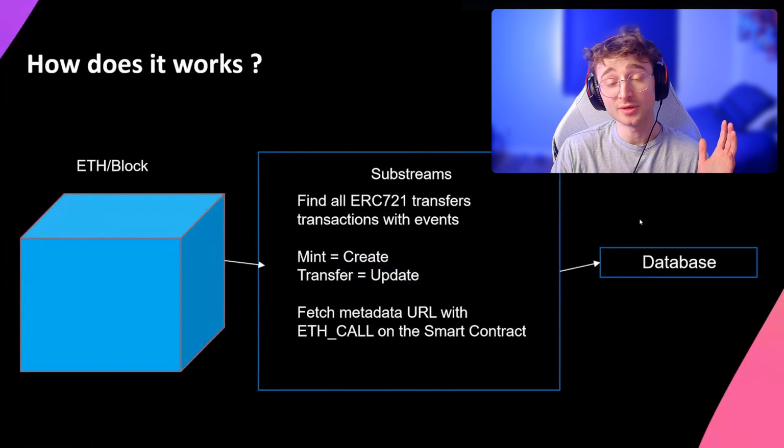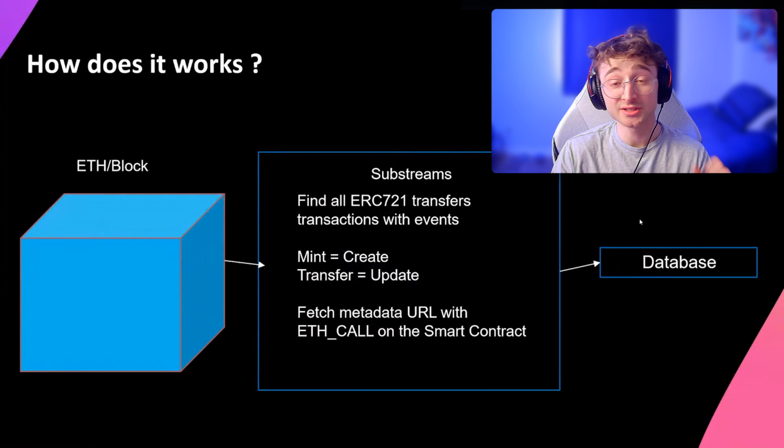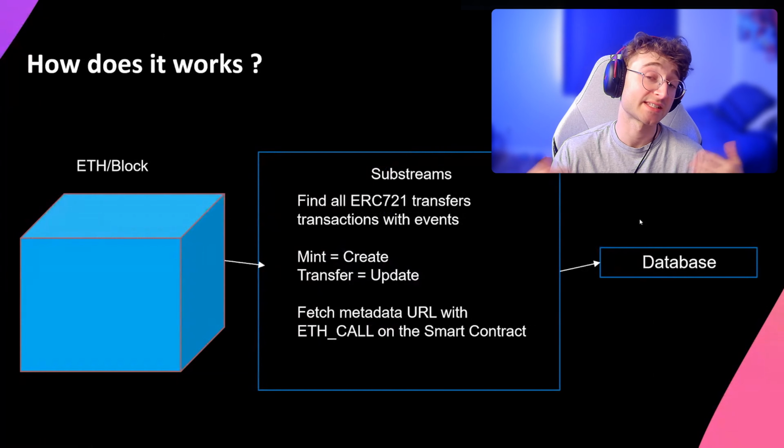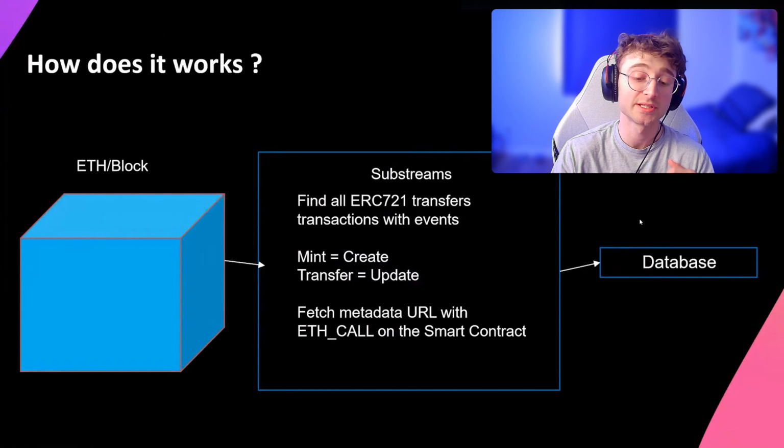So how do the NFTs work in the backend? Every time a new ETH block is validated on the blockchain, my Substream is going to find all ERC-721 transfers in transactions. So it's going to search for transfer events in transactions, and when it finds one, it's going to create the NFT in the database. So if it's a mint, it's going to create it. And if it's a normal transfer, it's going to simply update the owner of the NFT in the database.